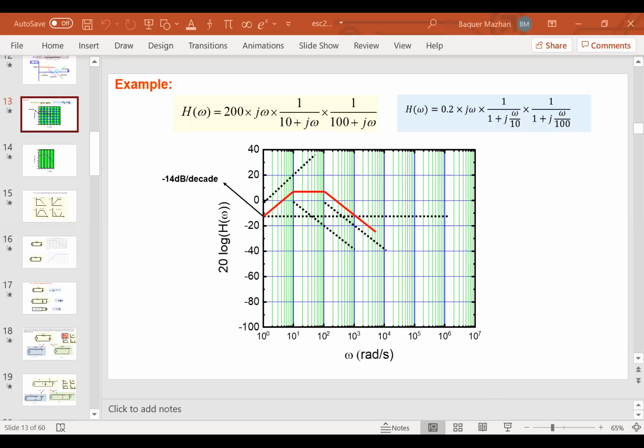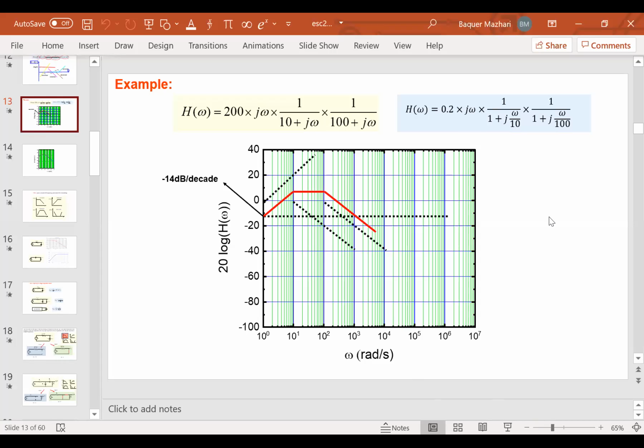Sir, in that, when we are going from 100 to 1000 omega, how can the slope be minus 20? It should be minus 40, right? Because both are decreasing. Which graph are you looking at? The red one? Yes, sir.